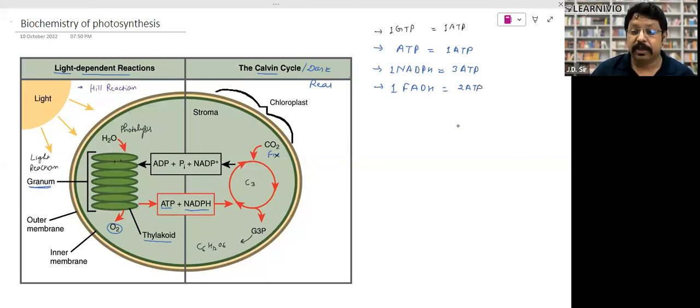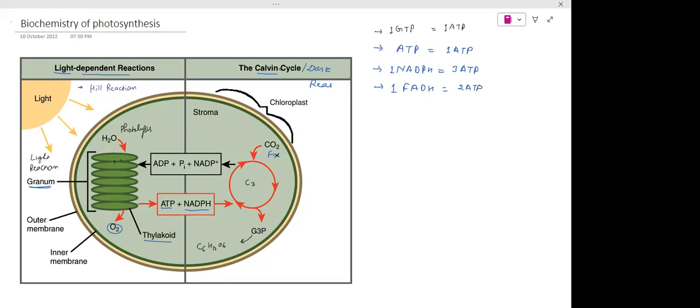One more thing additionally, which I want to tell you, I will repeat again and again. 1 GTP, guanosine triphosphate, is equal to 1 ATP. Both are equivalent. Either you call it GTP or you call it ATP. 1 NADPH is equal to 3 ATP. It has energy equivalent to 3 ATP. 1 FADH2 is equal to 2 ATP. Is that clear? Yes, sir.